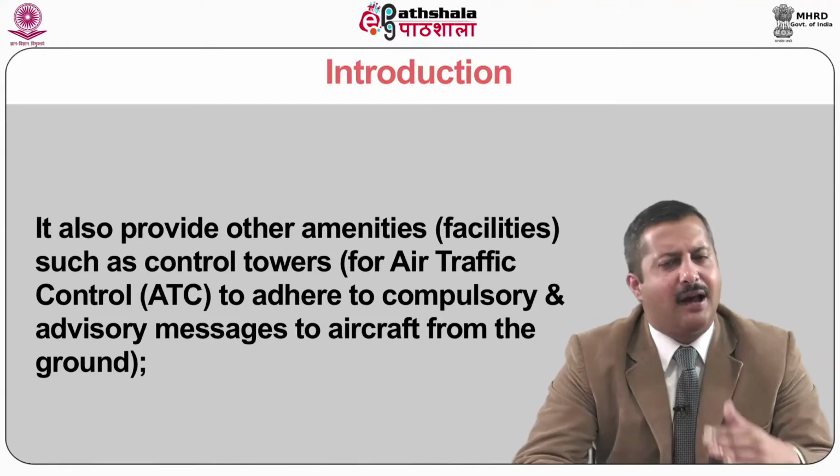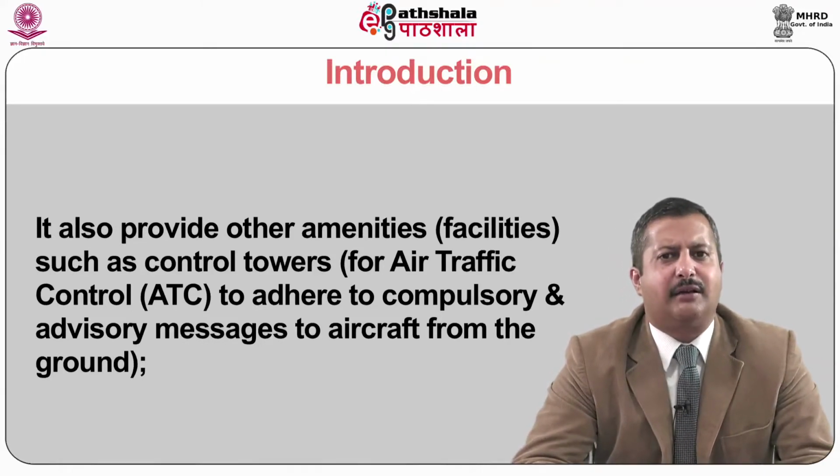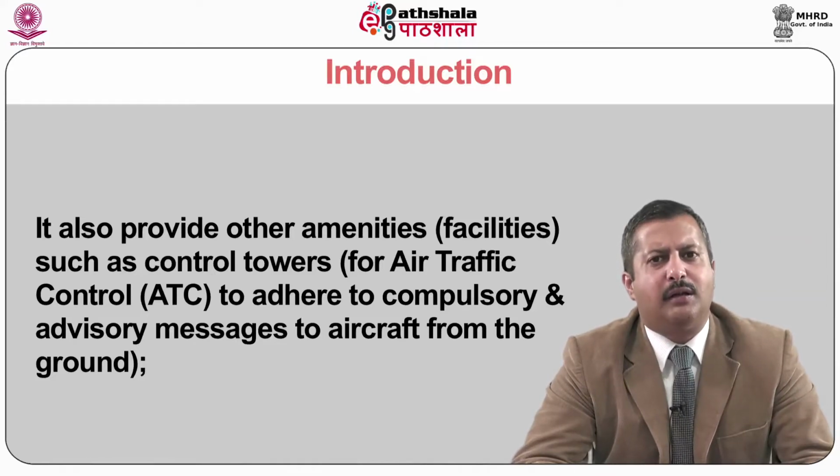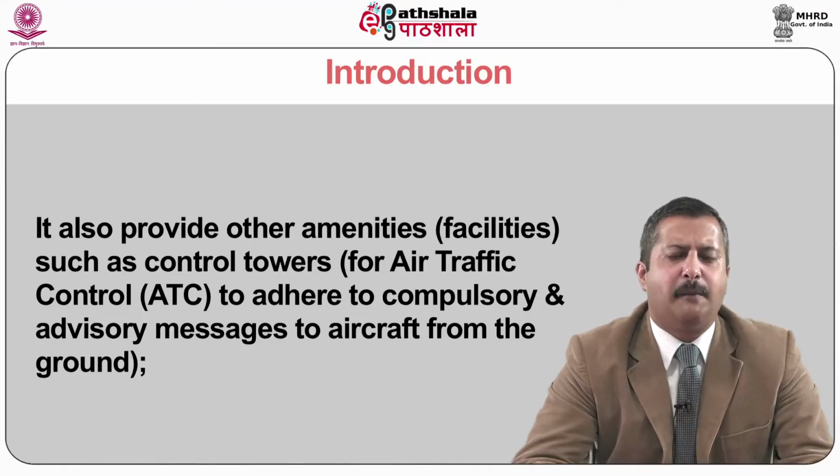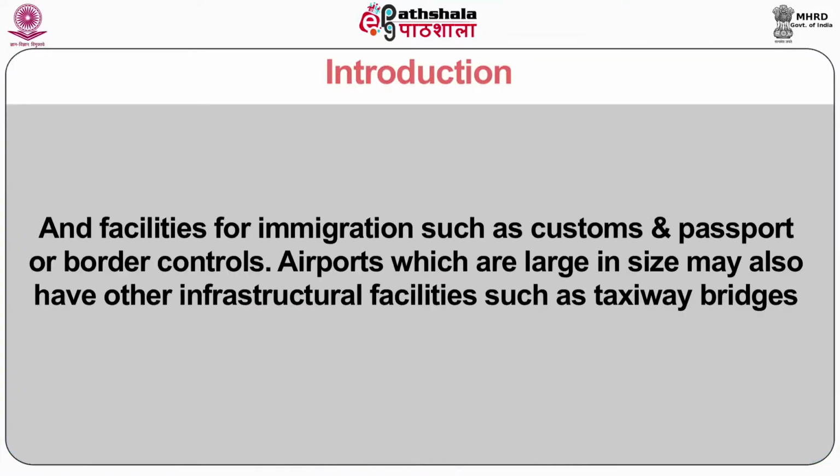It also provides other amenities or facilities such as control towers for air traffic control, to adhere to compulsory and advisory messages to aircraft from the ground, hangars which are enclosures of aircrafts, and terminals which are buildings in airport which facilitate embarkation, disembarkation of passengers, purchase of tickets, transfer of luggage and security services, apart from presence of passenger facilities such as restaurants, shopping facilities, etc. and facilities for immigration such as customs and passport or border controls.